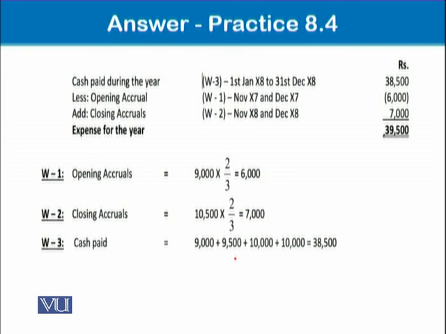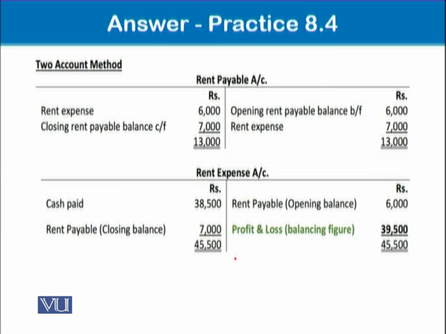How we work out this issue under two account method, and those two accounts are rent payable and rent expense. So you can see that rent payable is purely a liability account here, and rent expense is purely a nominal head, means an expense head. So for this rent payable, opening balance will be brought forward in the credit side, and cash will be debited to the rent expense.